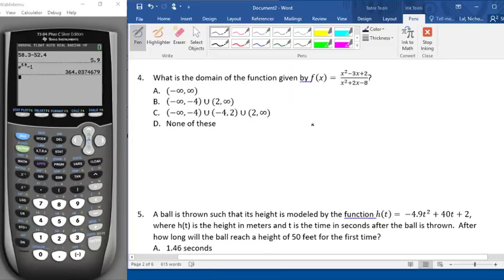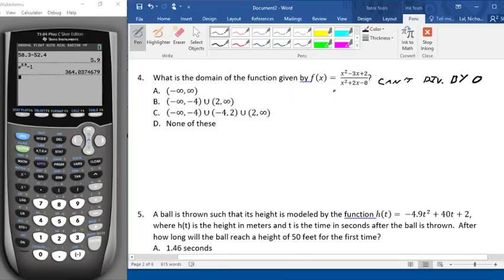What is the domain of the function given by f of x is equal to x squared minus 3x plus 2, over x squared plus 2x minus 8? So we need to find the domain of the function, and the whole idea with the domain is that you cannot divide by 0. So you can't divide by 0. So we need to factor the numerator and the denominator.